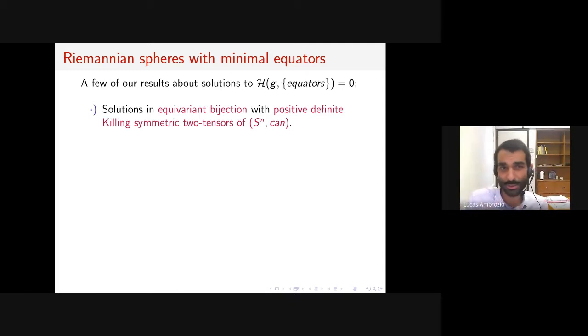Anyway, this looks complicated. However, people knew long before how to classify Killing symmetric two-tensors. In particular, Killing symmetric two-tensors form a finite dimensional vector space. Okay, the dimension is easy to compute. For example, when n equals 3, the dimension of this space is 20.